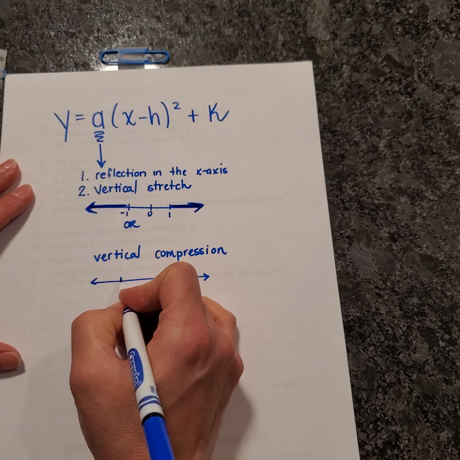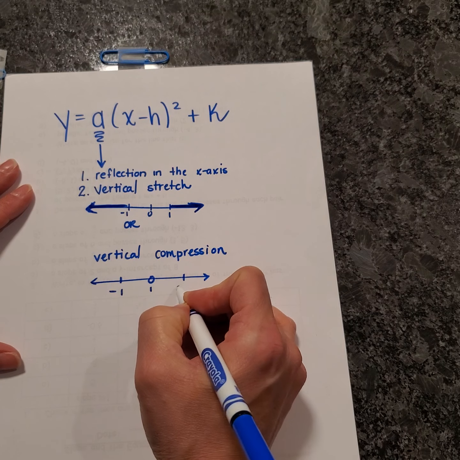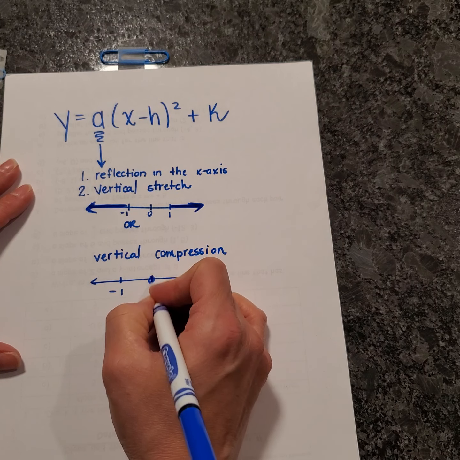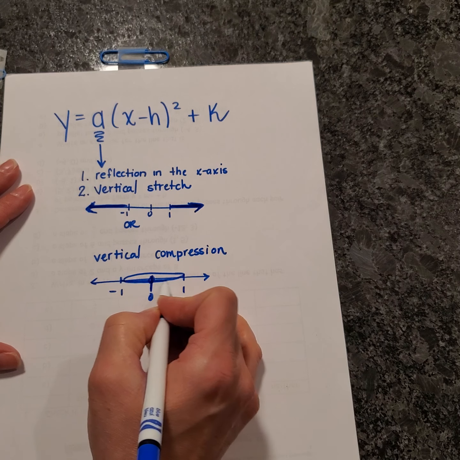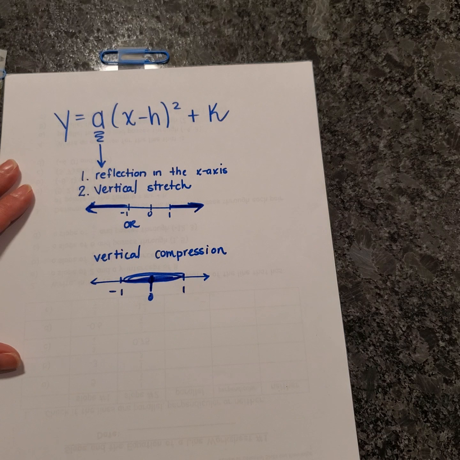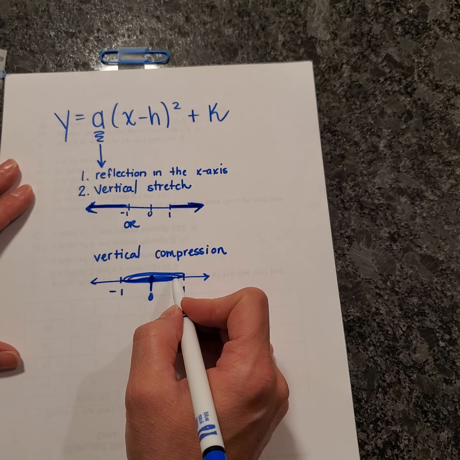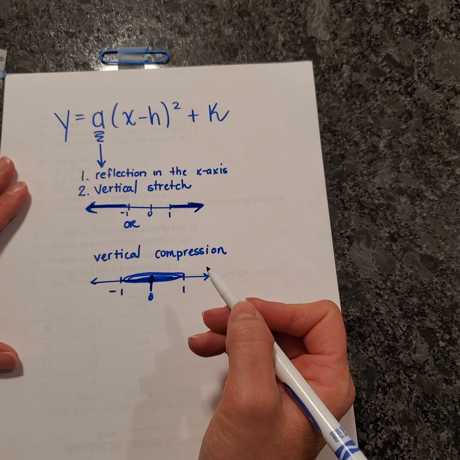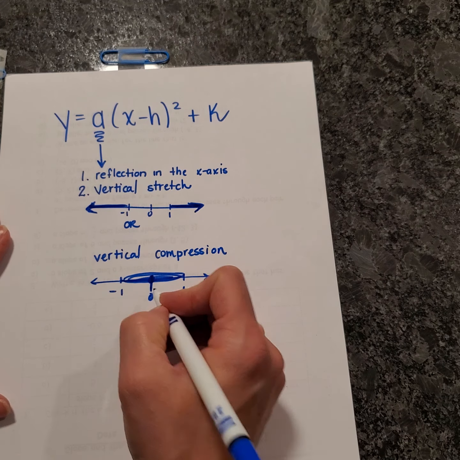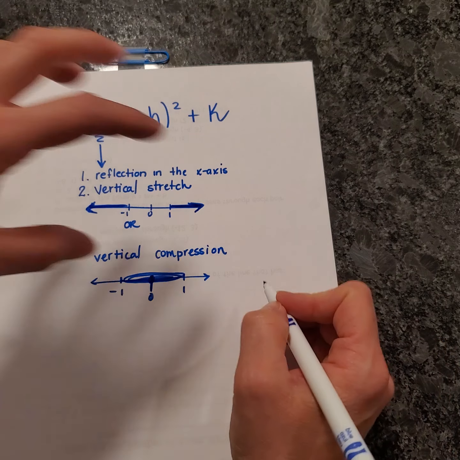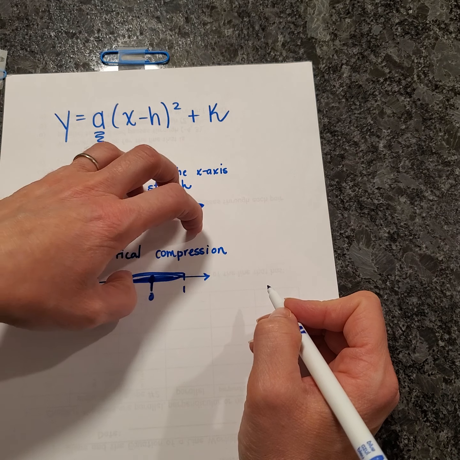A vertical compression, and I'm going to replicate that same number line, occurs in here, in which case we would say there's a vertical compression by a factor of 1/2, 2/3, 1/7, and the parabola becomes more wide. The closer we get to 0, the more wide the parabola becomes. This is all lesson 5.1.